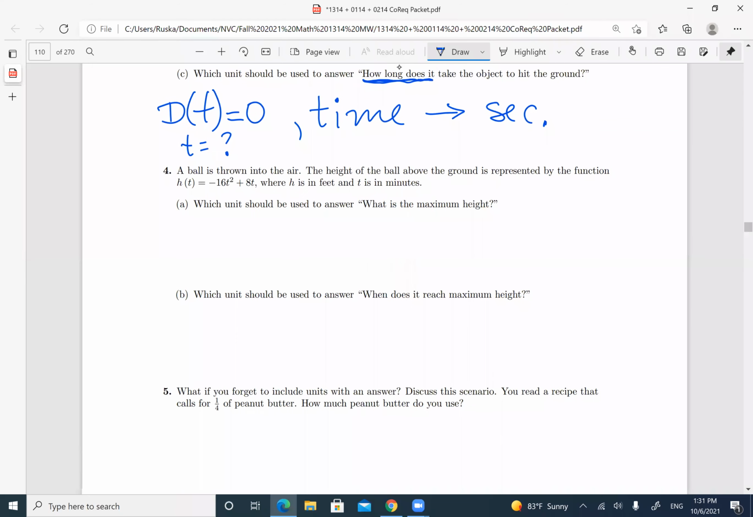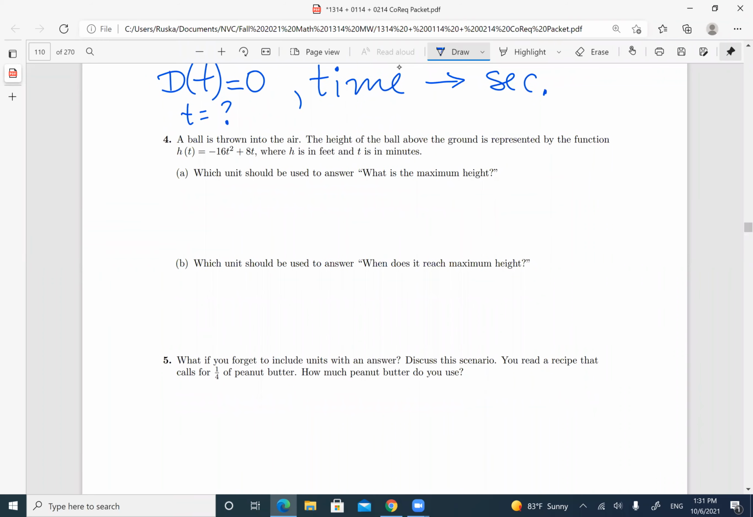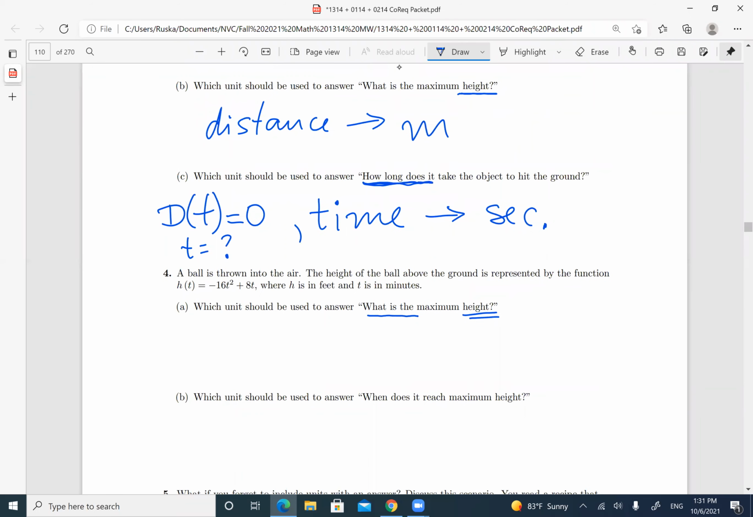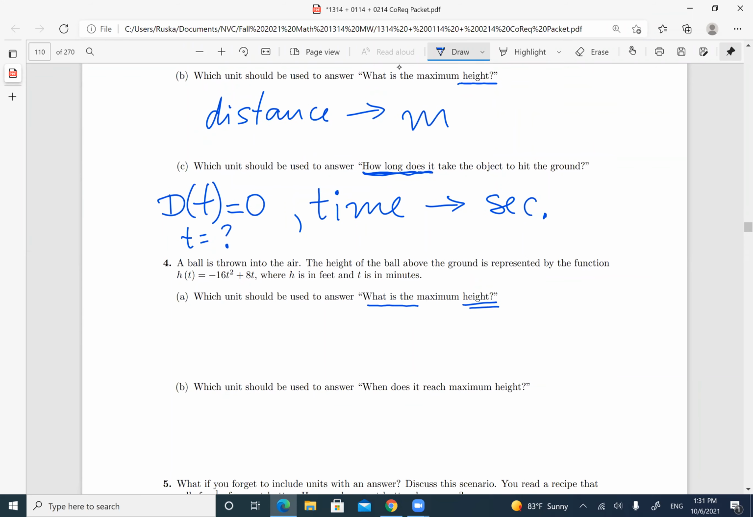Now the next question is about the second one. The second one, we talk about the ball thrown in the air. We have the same question, but they're asking different things here. They're asking which unit should be used, what is the maximum height? So what they're looking for, find what? You're looking for the height, right? We're looking for the height. So what is the unit for the height? H, that's H, but what is the unit? H is in what? Feet. Feet, good job. H is in feet, okay?